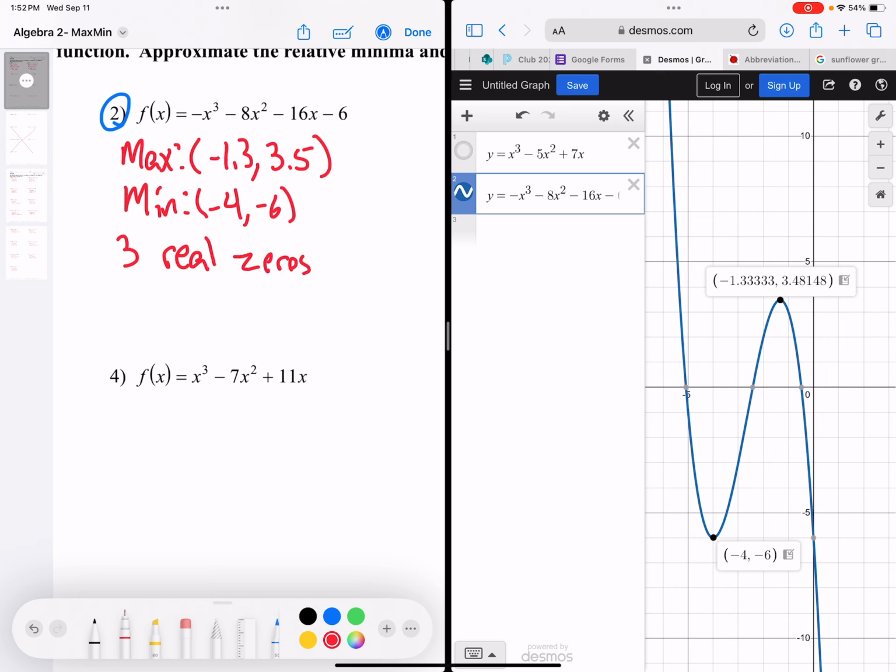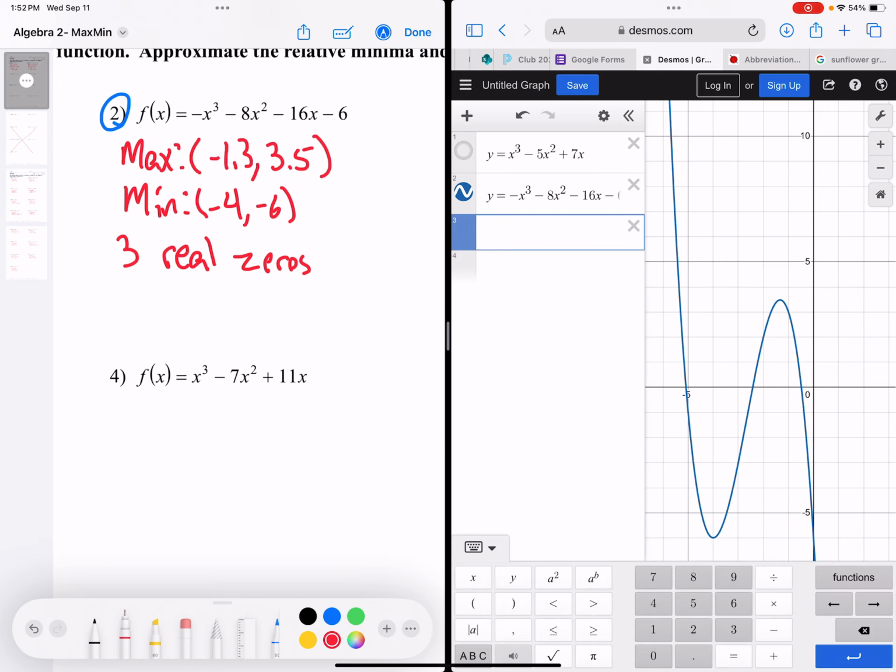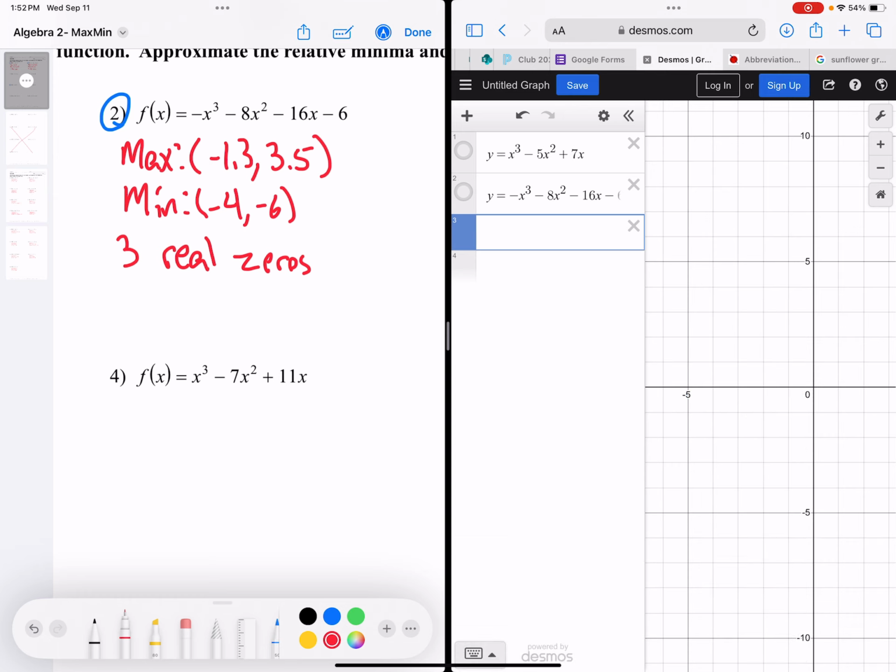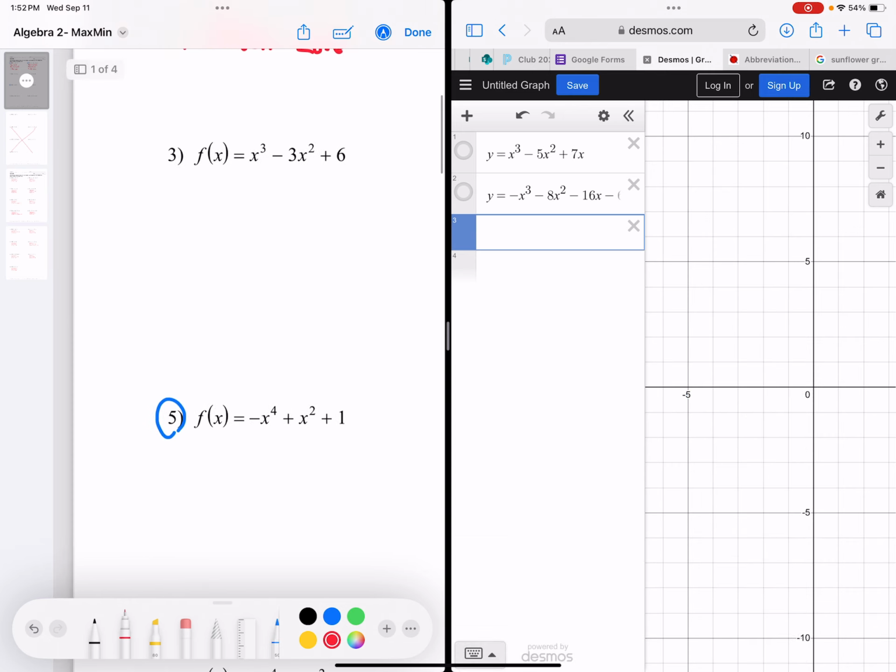Sometimes graphs can be oriented in a way where there's no zeros. And the zeros are where the graph crosses the x-axis. I did not say that on the last problem, but that's how you know it's a zero: it's on the x-axis. There's a point that goes through the x-axis.